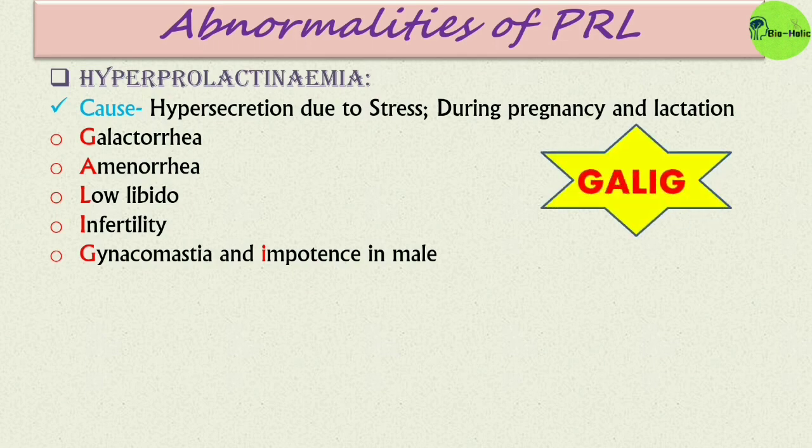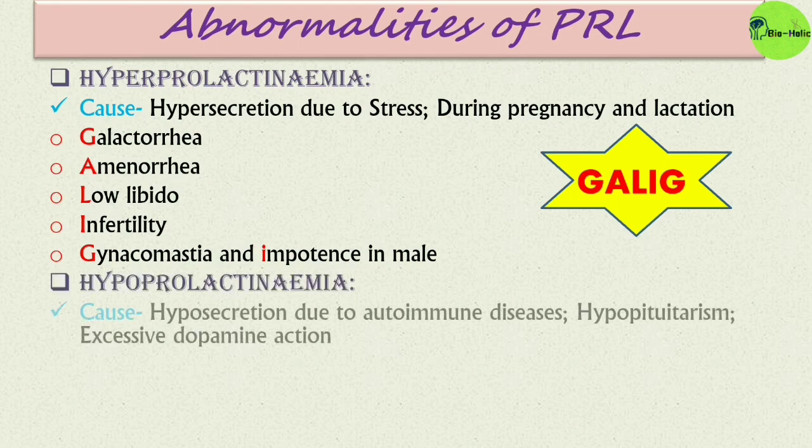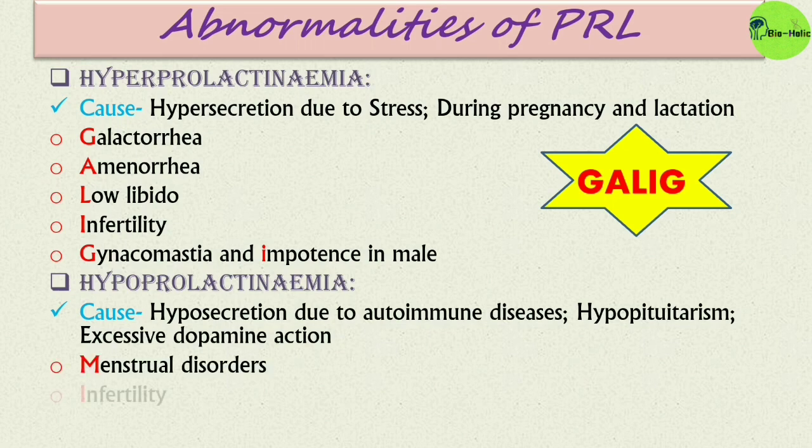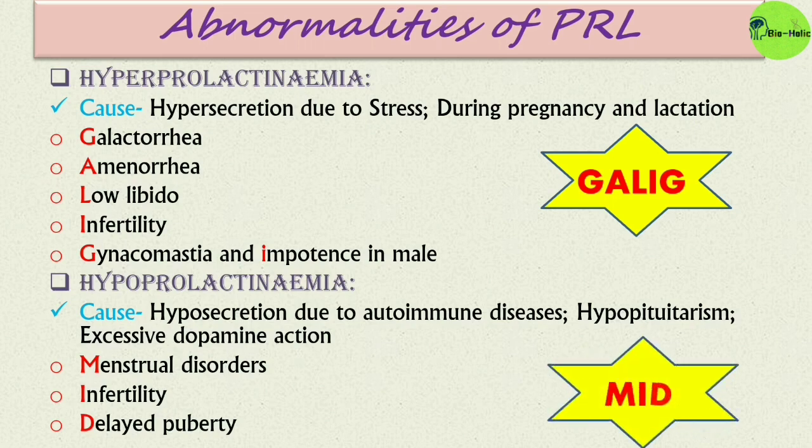On the other hand, the hyposecretion of prolactin is caused by autoimmune diseases. It also may be due to hypopituitarism or excessive dopamine action. And the clinical features include menstrual disorders, infertility, and delayed puberty. So, meet.